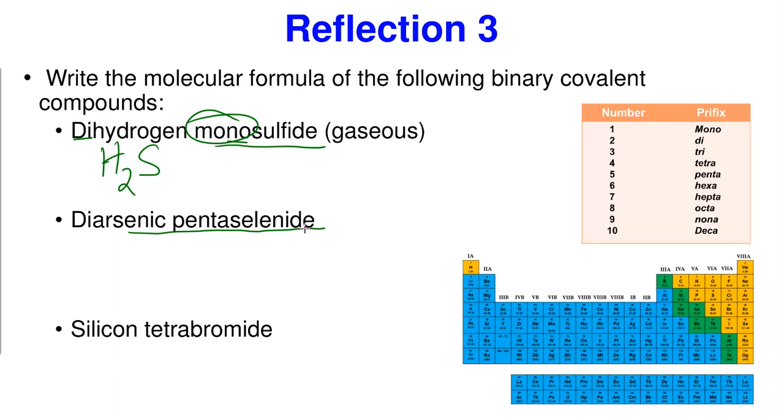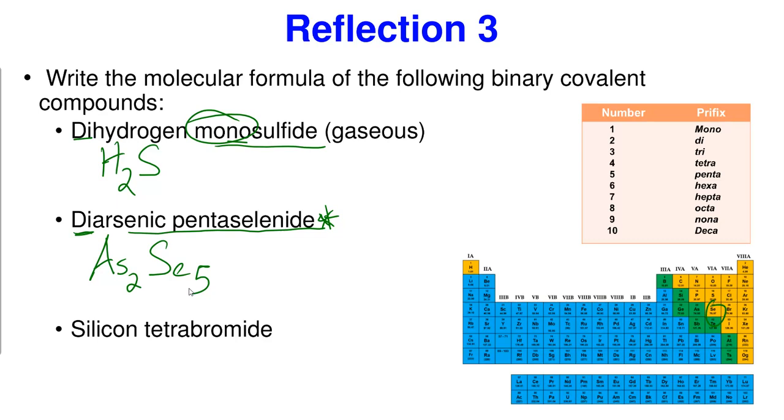Diarsenic pentaselenide, right? So what are we going to do here? It's easy. We now say As2, that is 2, diarsenic, and then pentaselenide, 5 selenide, Se5.